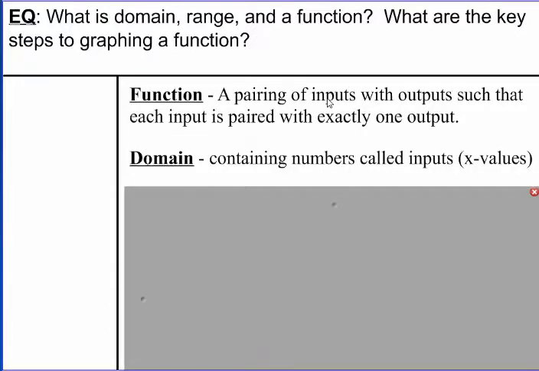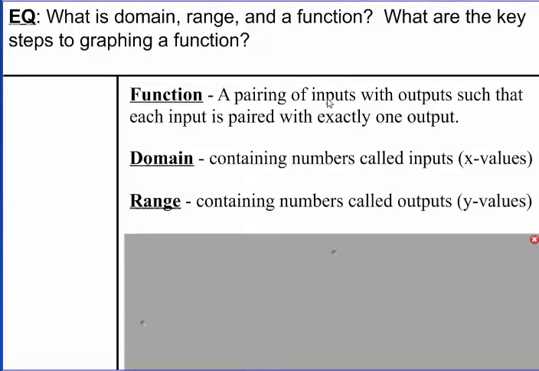Next is the domain, and that consists of all numbers called the inputs or the x values. So all your x values are your domain. So if I ask you to list the domain, you're just going to list all your x values.